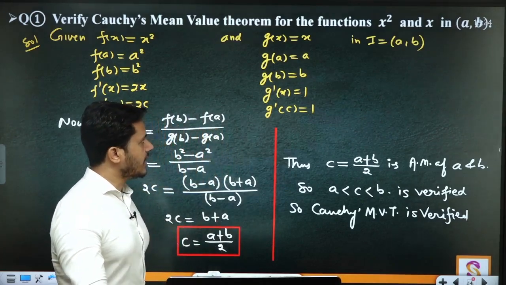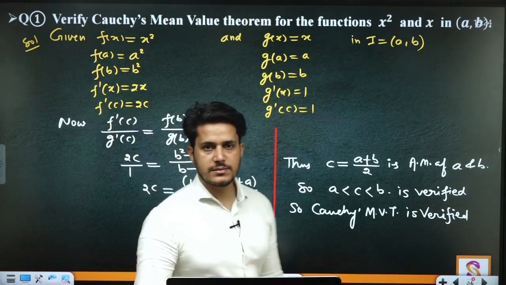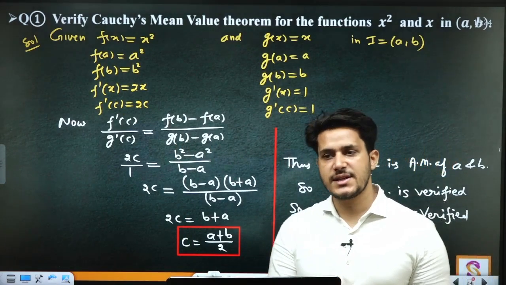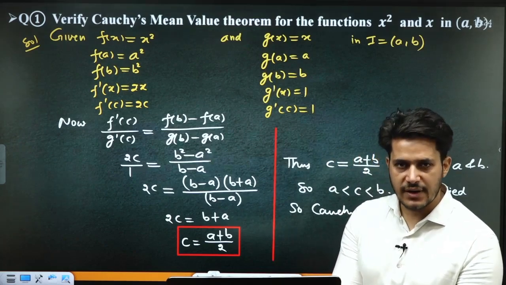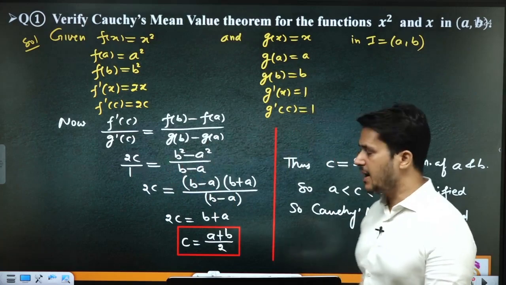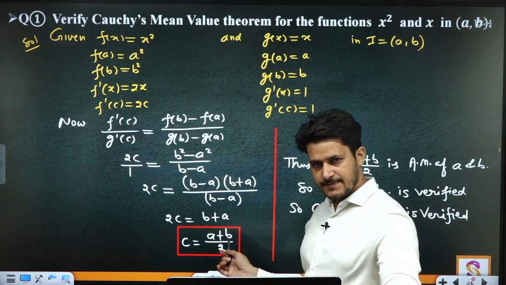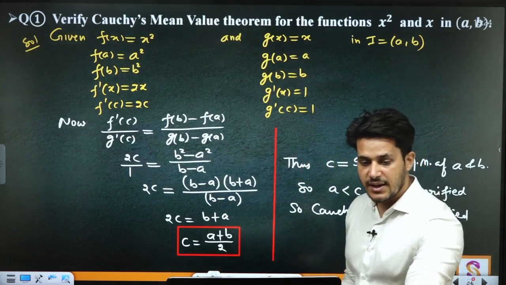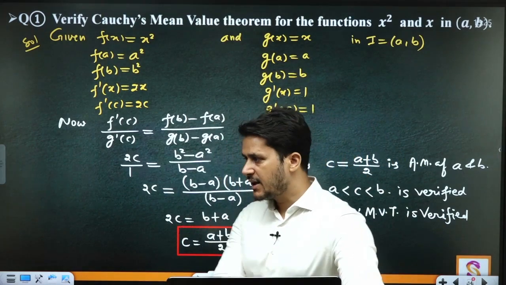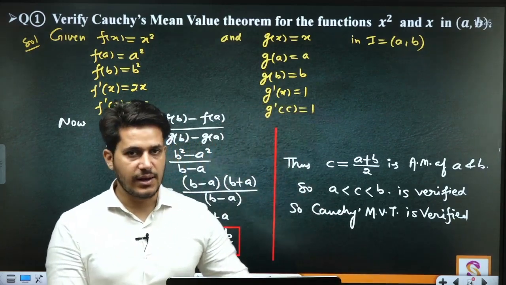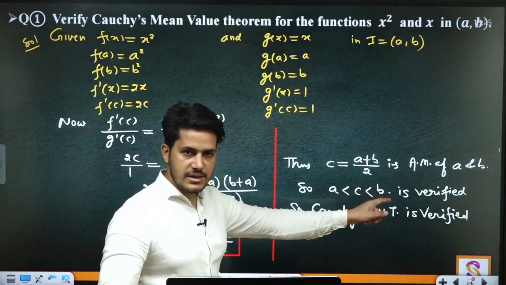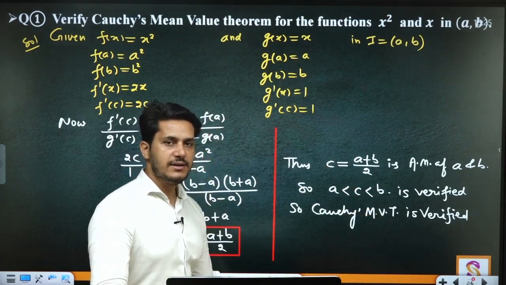सो देयर आर टू फंक्शंस x square and x, find the value at the extreme points a and b and at any point c, which is actually the derivative of the function. Now apply f dash c upon g dash c equal f(b) minus f(a) upon g(b) minus g(a), and you will get the value of c in such a way that at least one value of c will lie in between the intervals, and then you can say that this interval consists of value c, a less than c less than b, and this is the criteria to verify the theorem.